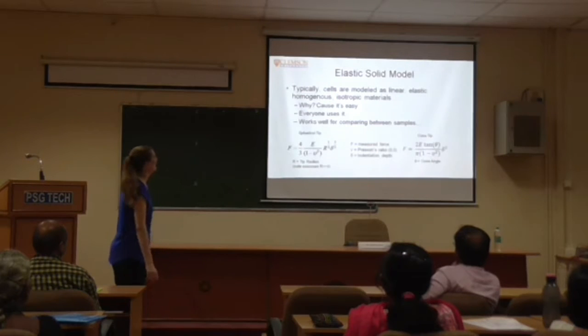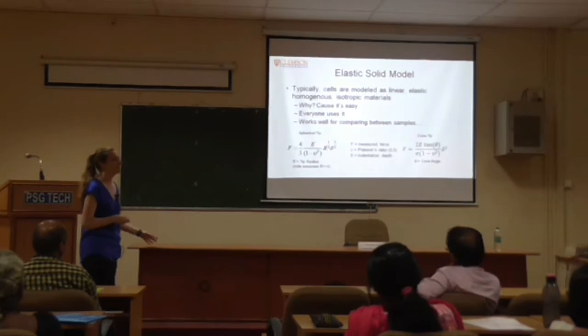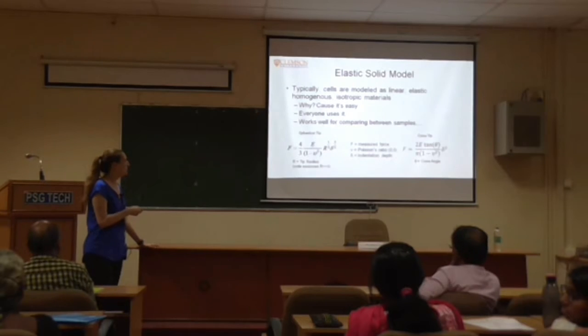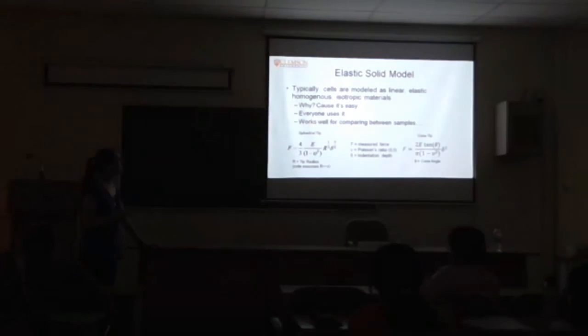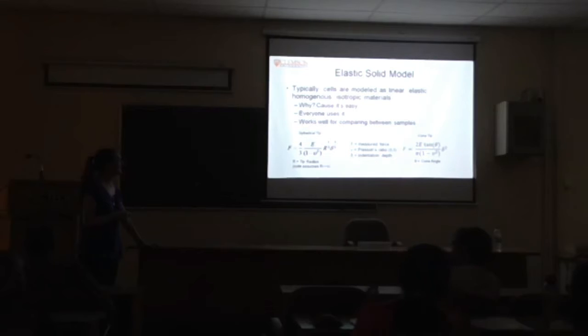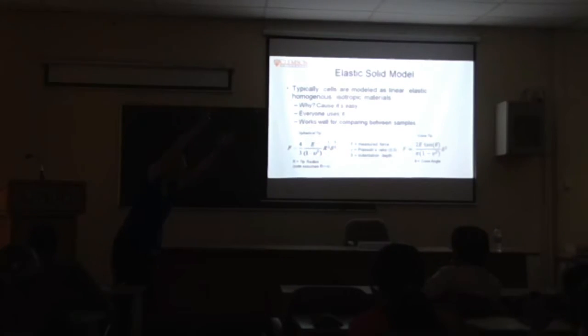We're going to do the elastic solid model. In this model, we assume the cells are linear, elastic, homogeneous, isotropic materials, which, as we have been talking about in this class, is totally not true. They are really not homogeneous and isotropic, especially if you look at the smooth muscle cells. The ones that are actually muscly are all shaped this way with all these fibers in one direction. That's really anisotropic.